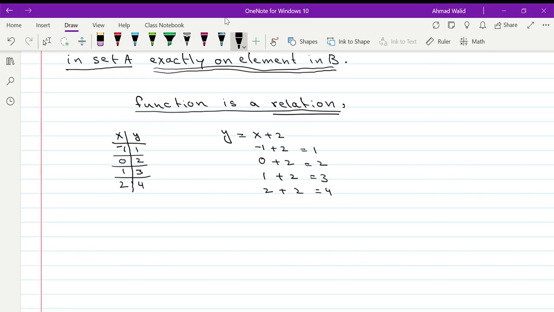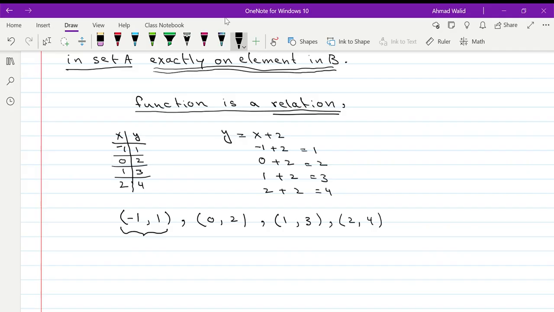Correct? You see here a relation. When x is -1, y is 1. When x is 0, y is 2. When x is 1, y is 3. When x is 2, y is 4. We call this one before for you an ordered pair. Right now I'm telling you an ordered pair is a relation. Each ordered pair represents a relation.